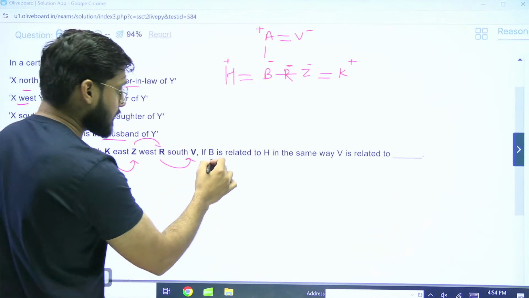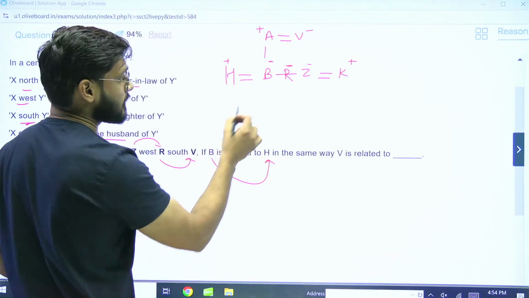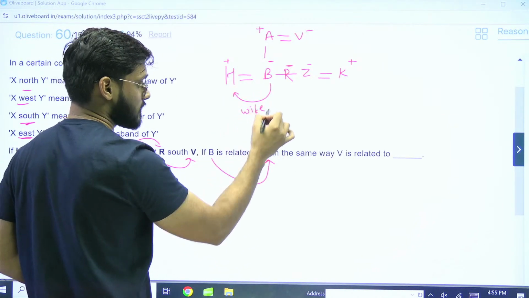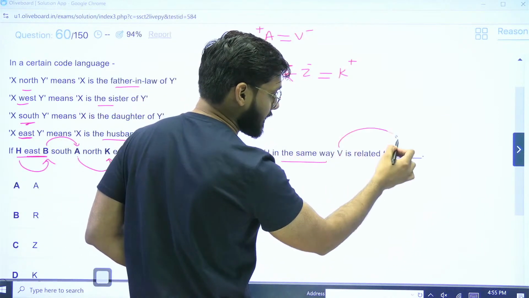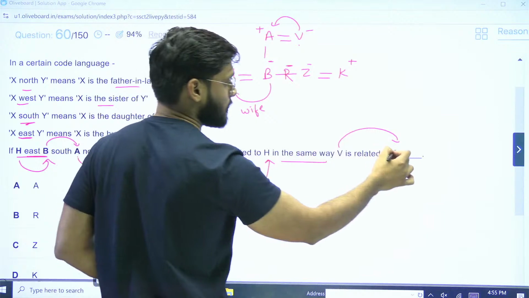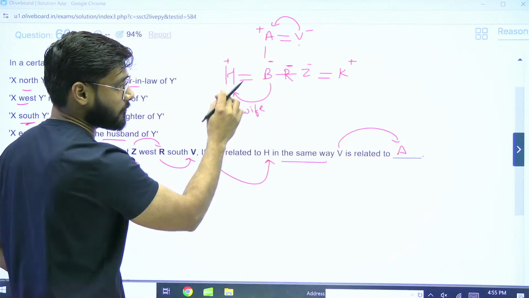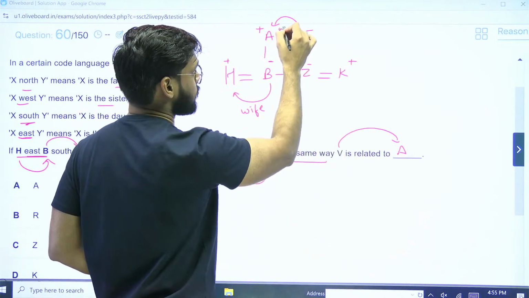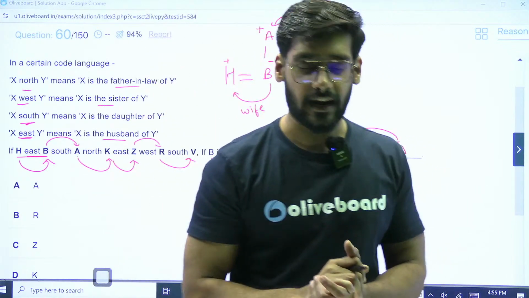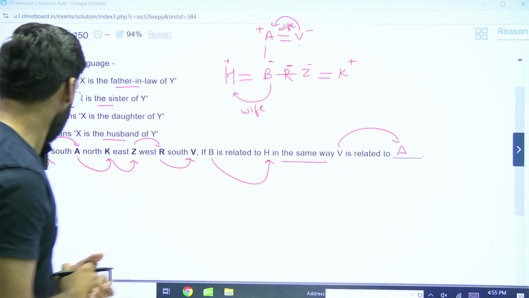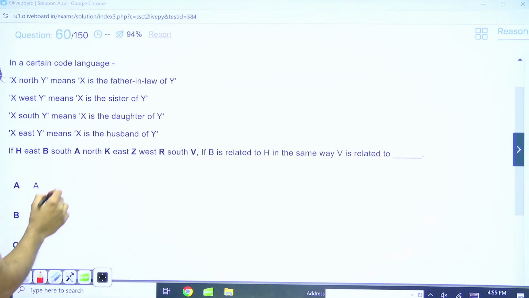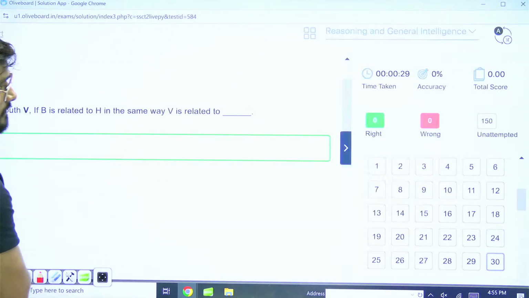How is B related to H? B is the wife of H. In the same way, V will be related to A, because B is the wife of H, so V is the wife of A. Hence the right answer should be A. A is matching with option A. Let's mark this one A. Yes, A is the right answer.